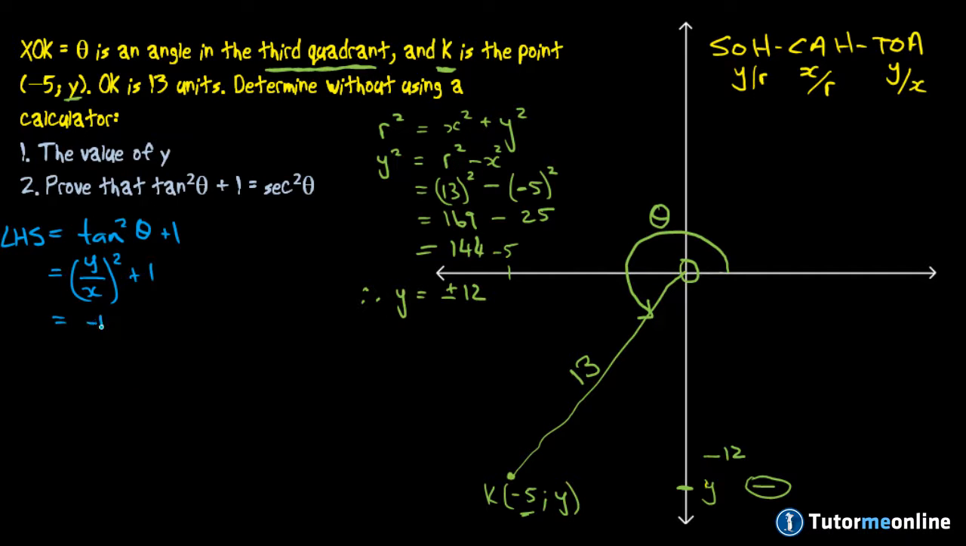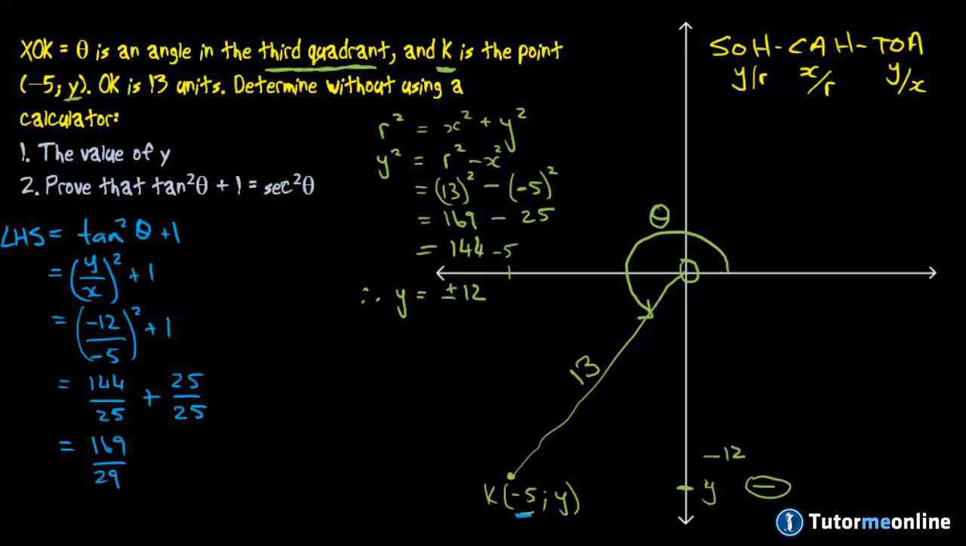Y is, of course, negative 12 over x, and our x value was minus 5. That squared plus 1 gives us 144 over 25 plus 1. In this case, we can also write 1 as 25 over 25, so that we have the same denominator on both sides of the addition sign. So we can simplify that so that we get 169 over 25.